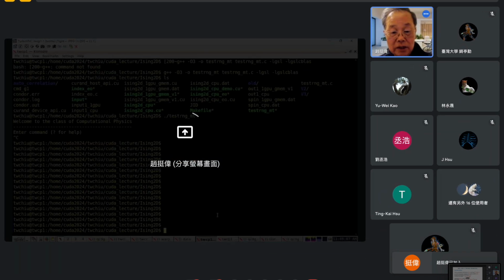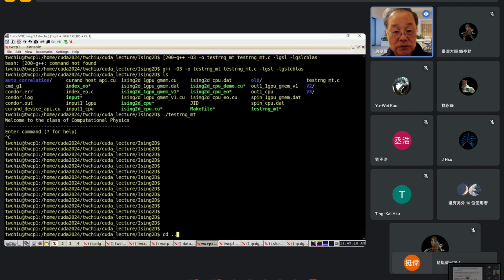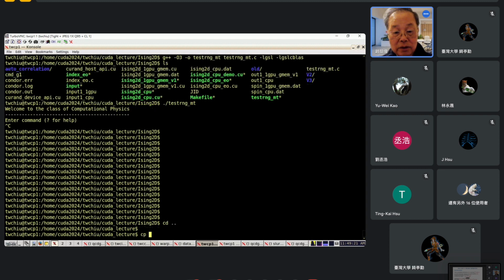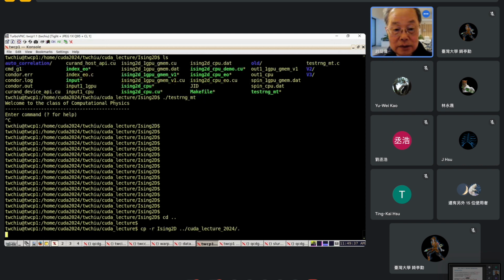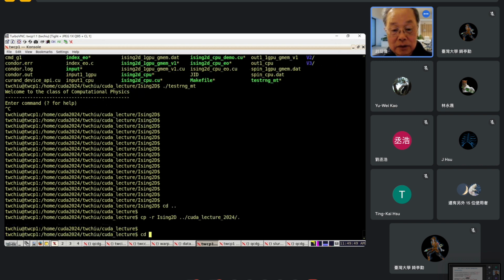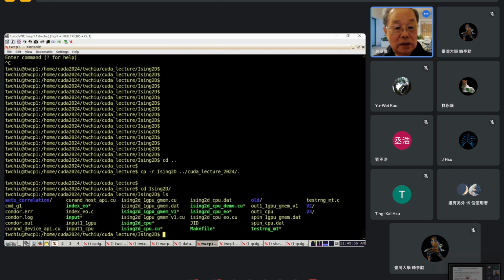I will copy these lectures to the code directory, then you all can access the sample code. Now I go back to using 2D. There are many codes in this directory.